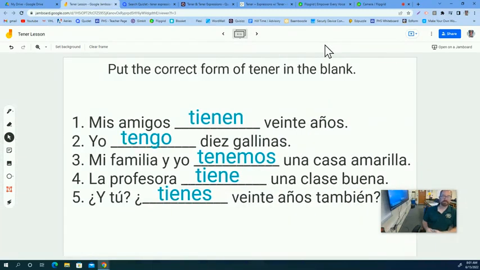We've got mis amigos tienen 20 años. My friends are 20 years old. Yo tengo 10 gallinas. I have 10 hens. 3. Mi familia y yo tenemos una casa amarilla. My family and I have a yellow house. 4. La profesora tiene una clase buena. The teacher has a good class. Y 5. ¿Y tú? ¿Tienes 20 años también? And you? Are you also 20 years old?